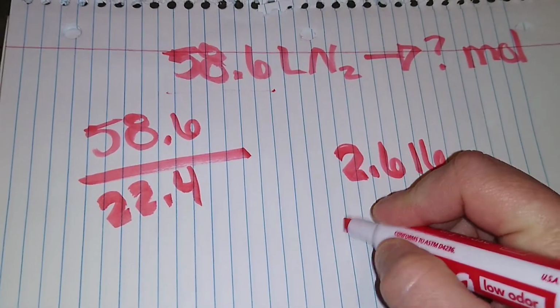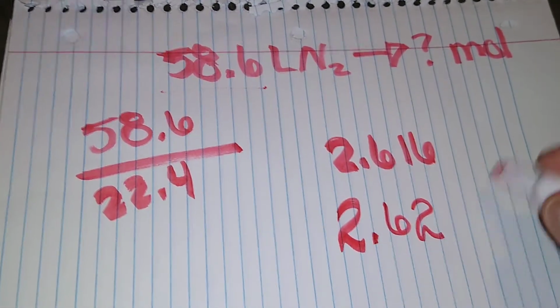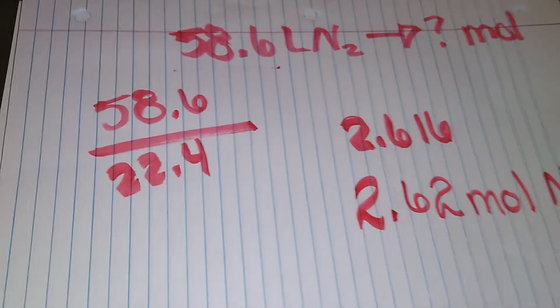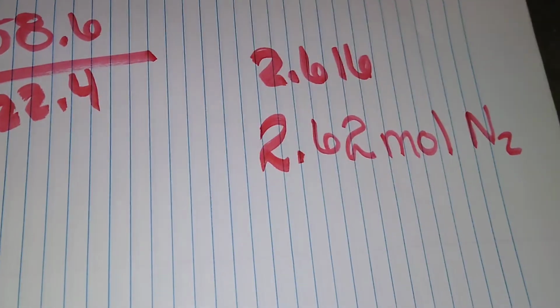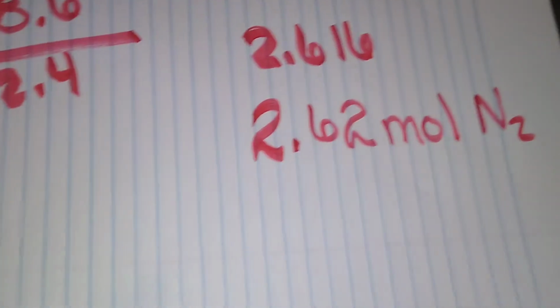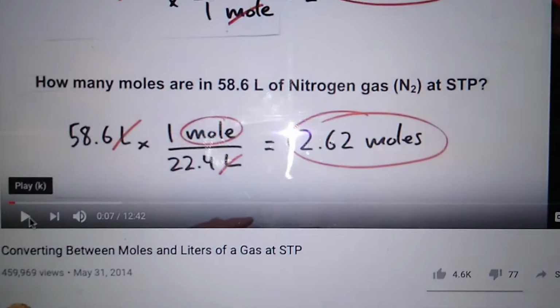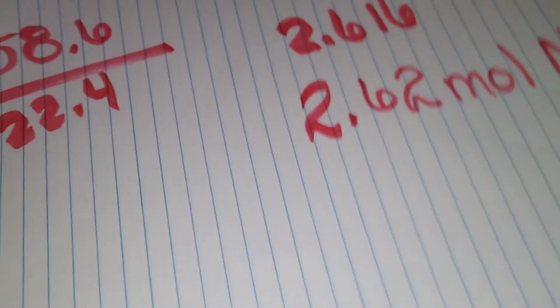So we end up with our final answer being 2.62 moles. And again, I like to label it with the N2 because I am a lab scientist, so I do a lot of calculations all at once, and it just makes me happy to make sure that they're all there. But as you'll notice, he has the same thing, okay? So as you can see, it works the same way.